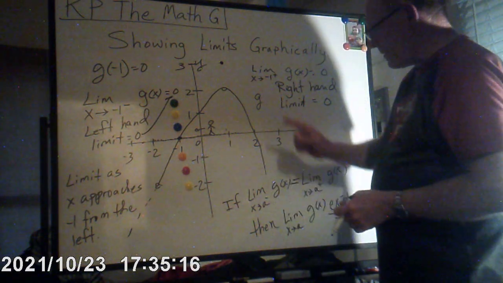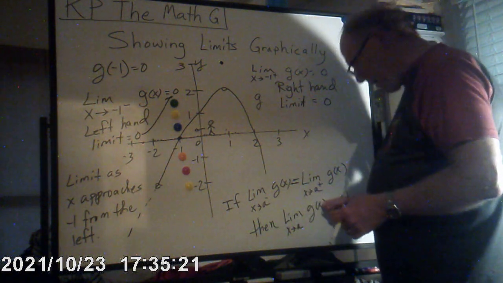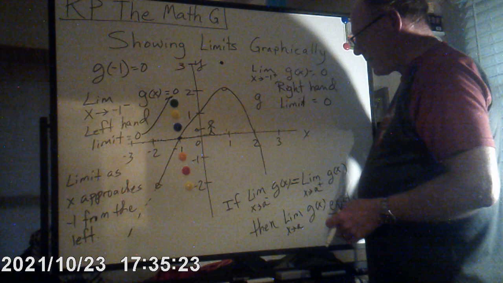Alright, so that's the rule. If the limit from the left equals the limit from the right, then the limit does exist.